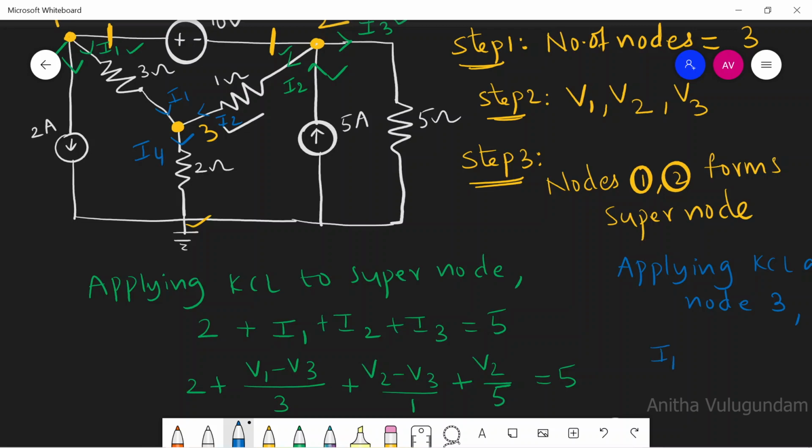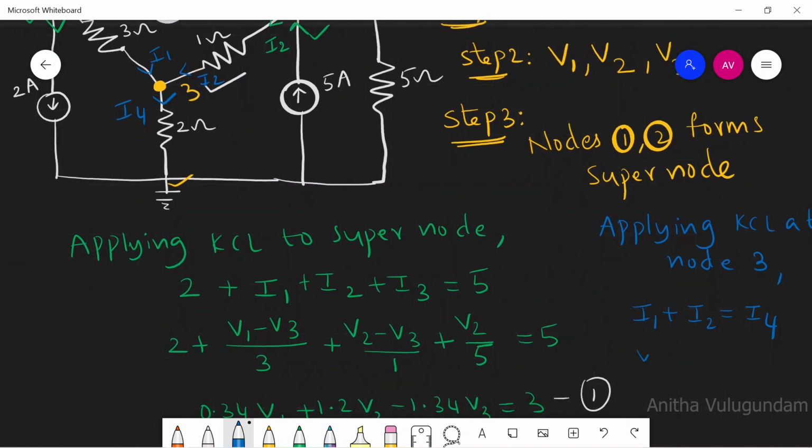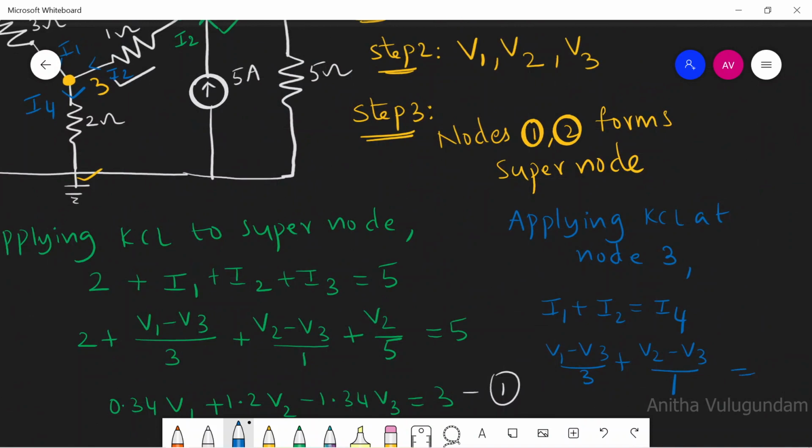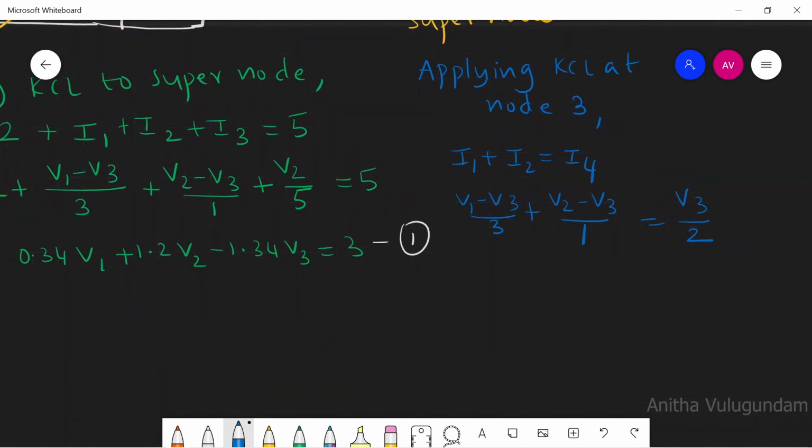We can write the sum of currents entering equal to the sum of currents leaving. I can write I1 plus I2 equal to I4. I1 can be written as (V1 minus V3) divided by 3, I2 as (V2 minus V3) divided by 1, equal to I4 as V3 divided by 2. By rewriting this equation, we can write 0.34 V1 plus V2 minus 1.83 V3 equal to 0. Let it be equation number 2.